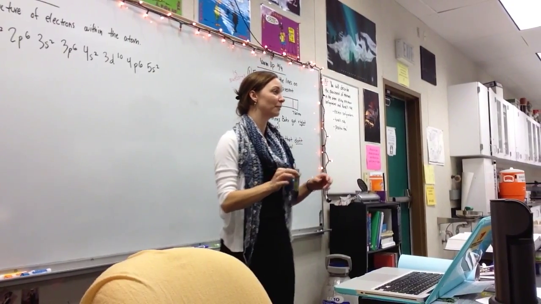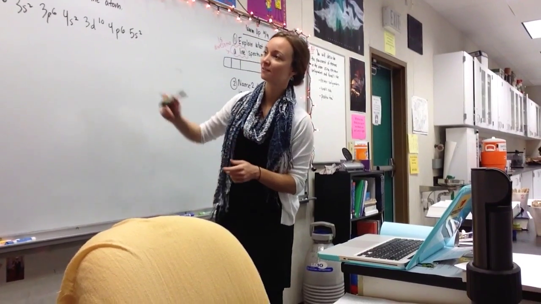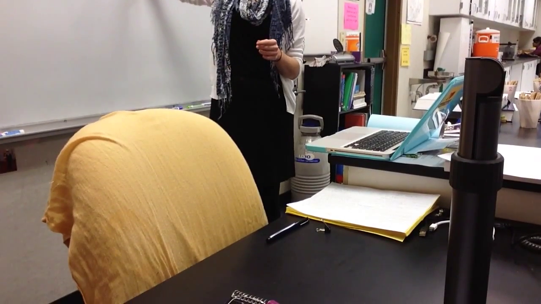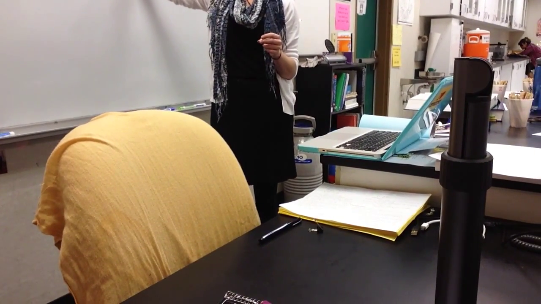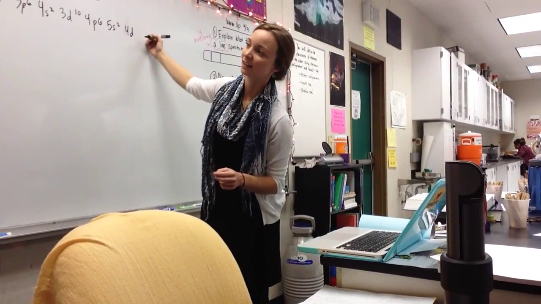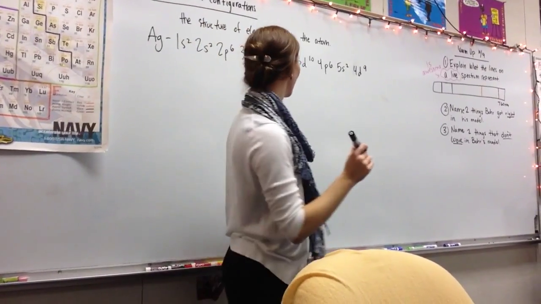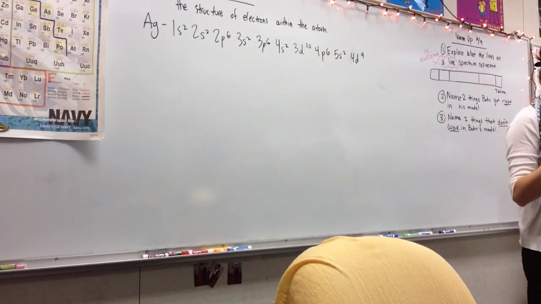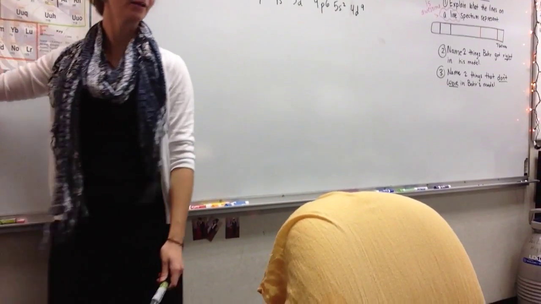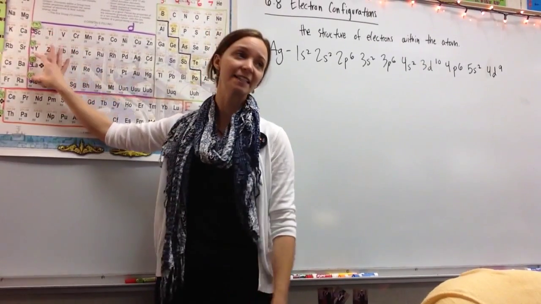Who can pick me up from here? Let's do Bailey. 5d9, or remember the d's are shifted down? 4d9? Yes, you are correct, because it ends up at the ninth spot right there. So that's the electron configuration for silver. So guys, if you notice, this whole time we're just going left to right like a book in the periodic table. Okay, so that's the d's.